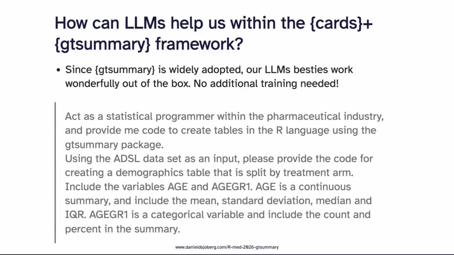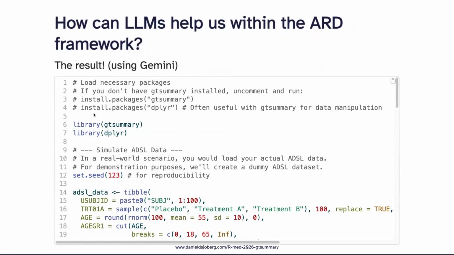Here's an example. Can you act as a statistical programmer, and can you provide me the code for creating a summary table using ADSL? I want to do age and age group, and these are the stats I want to see in that table. Just ask it to do it for you. It will give you all of the results, and it will do it in a way that's much more commented than any code I've ever written.